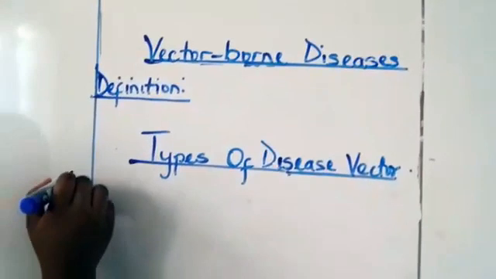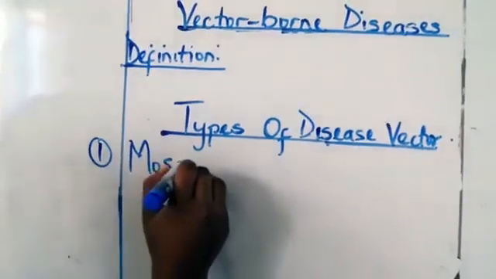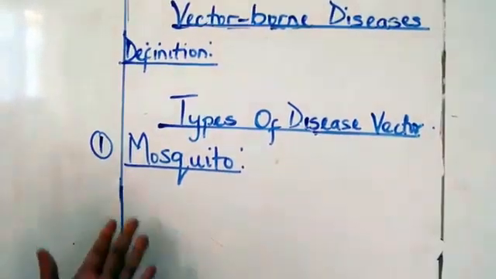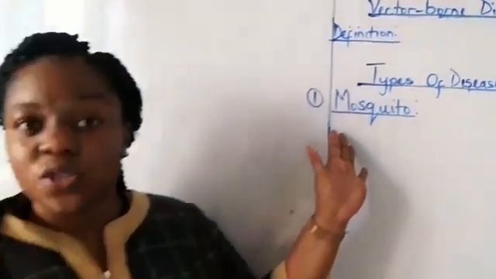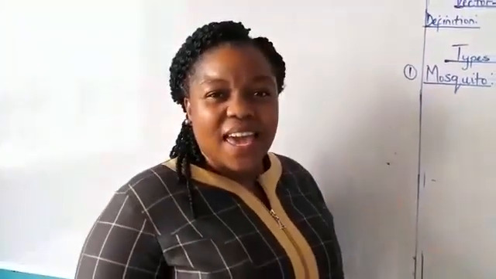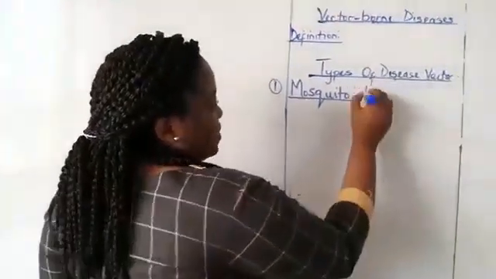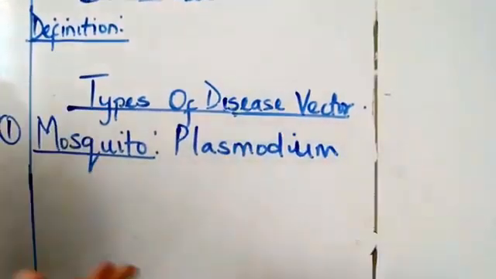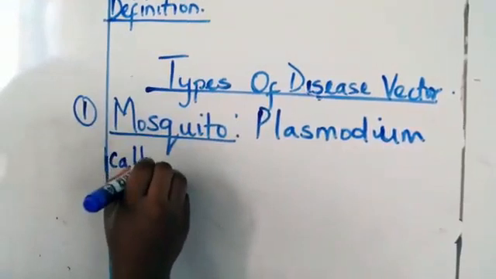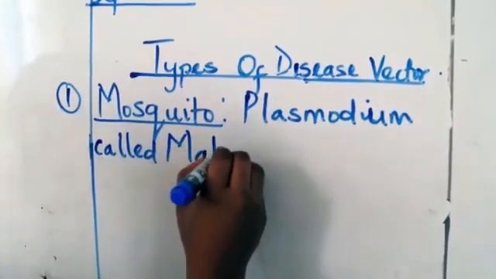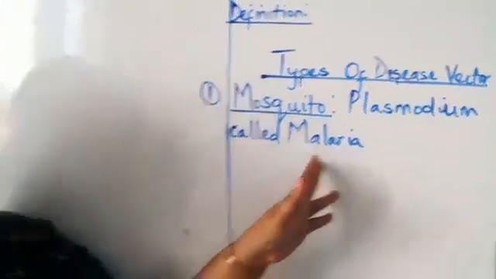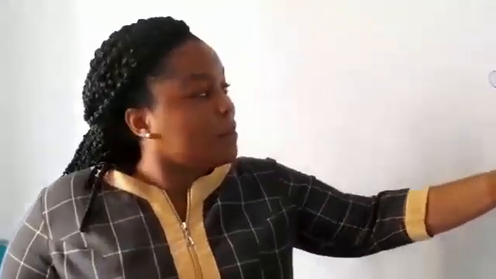The first one is your mosquito. This mosquito is a typical example of a disease vector. And this mosquito carries a protozoan known as Plasmodium, which causes malaria. So the major protozoan in malaria is called the Plasmodium. This Plasmodium is transferred by this vector known as the mosquito.